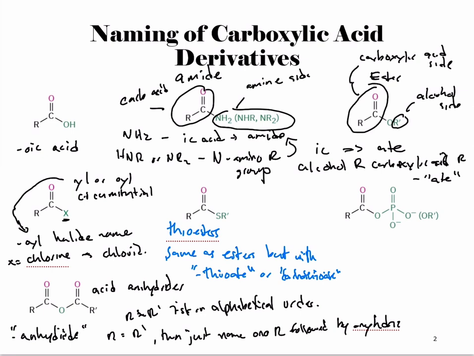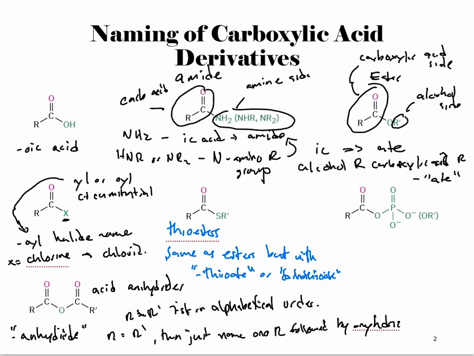So if you have butanoate, which is going to be an ester, then it becomes butanethioate. Or cyclohexane carboxylate becomes cyclohexane carbothioate, for instance. Okay, and then this last one is important for biology.